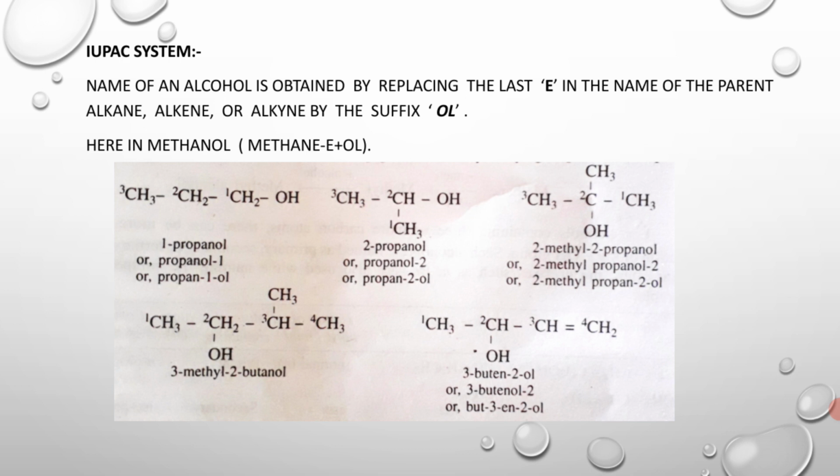Similarly, we have a branched chain compound where we have to give the lowest possible number to the hydroxyl group. So the OH group here gives 3-methyl-2-butanol. And another is but-3-en-2-ol, as there is a carbon-carbon double bond between 3 carbon and 4 carbon, and at 2 carbon there is a hydroxyl group attached. So 3-buten-2-ol or but-3-en-2-ol is the correct name of this organic compound.